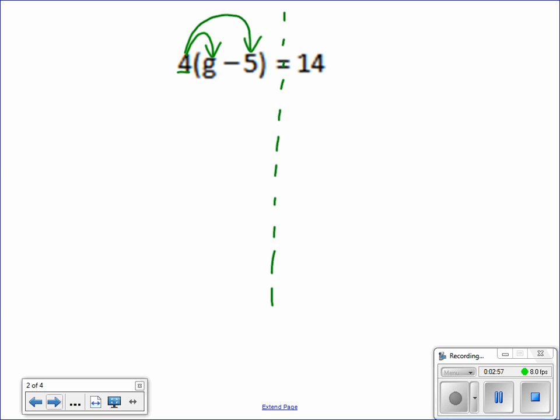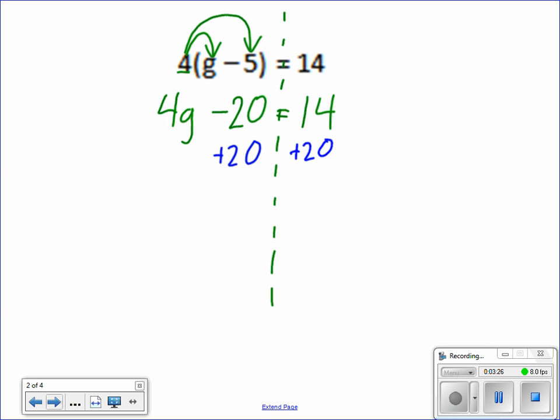I'm multiplying by that 4. I'm doing 4 times g and 4 times minus 5. Okay? All I did was simplify the left-hand side of the equation. I did not add anything new, therefore I don't have to do it to the other side. Now I'm going to add something new. I'm going to add 20. That's new. I didn't have a positive 20 on that side. So to keep it balanced, keep it fair, I got to do it to the other side.